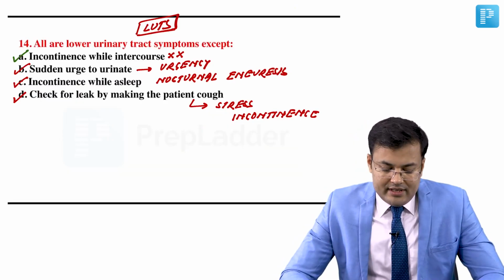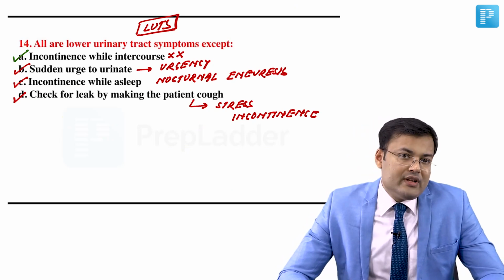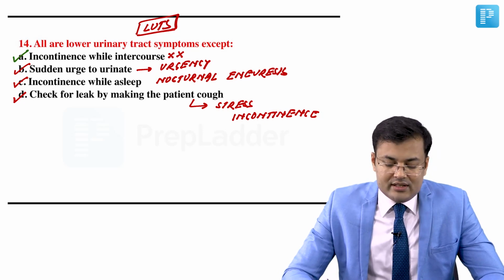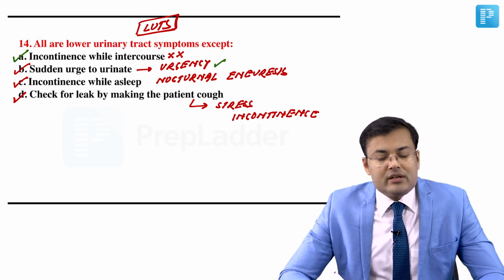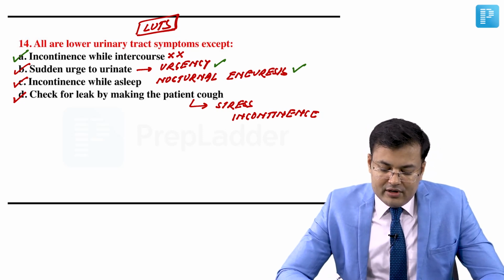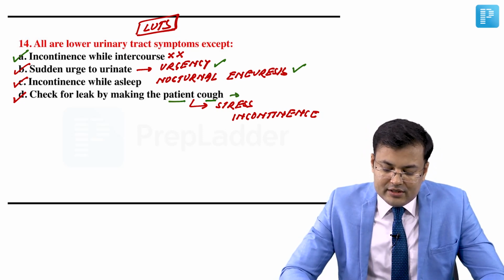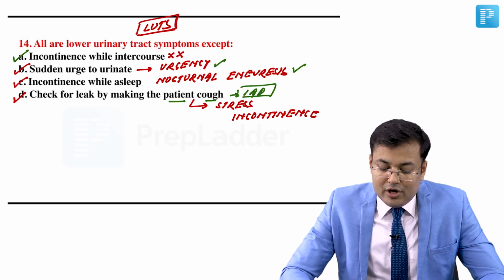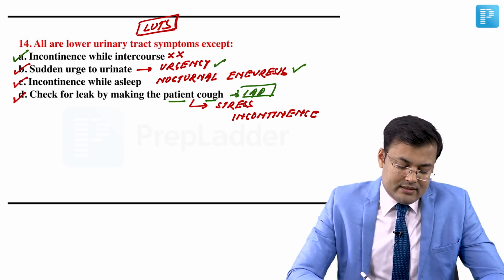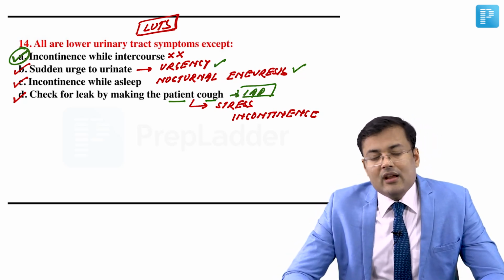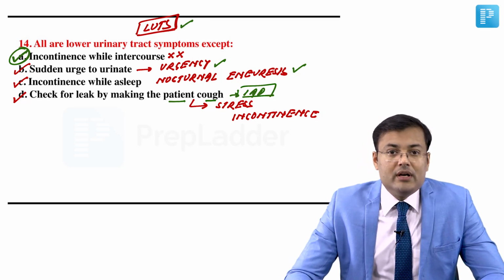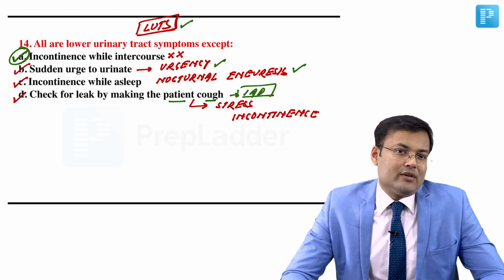So if you see the question again, all are lower urinary tract symptoms except: sudden urge to urinate is urgency, it is included. Incontinence while asleep is nocturnal enuresis. And checking for leak by making the patient cough increases the intra-abdominal pressure, so it leads to stress incontinence. So what's the correct answer? The correct answer is incontinence while intercourse. It's not included in lower urinary tract symptoms. So the correct answer is A.